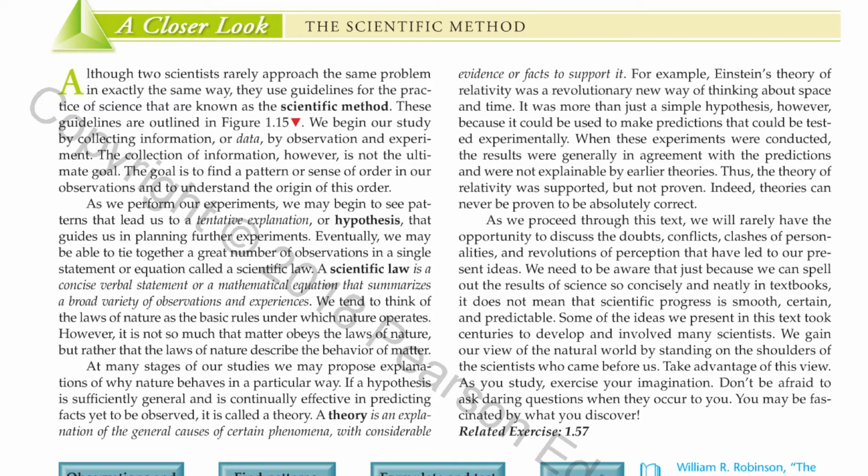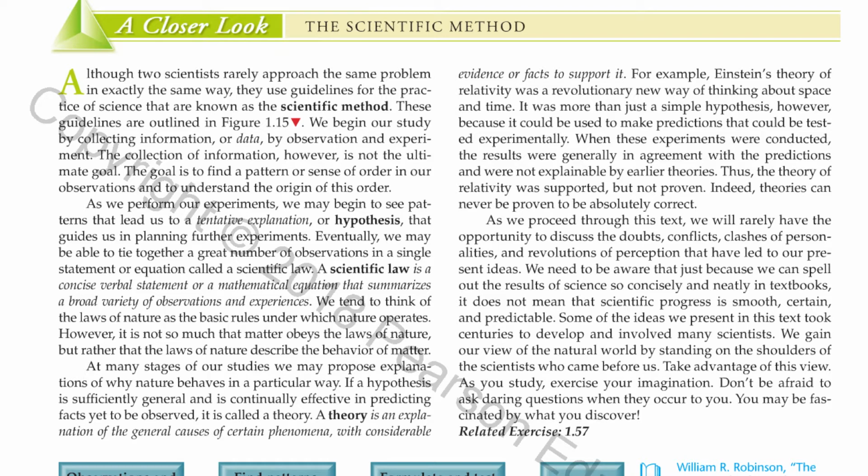We begin our study by collecting information, or data, by observation and experiment. The collection of information, however, is not the ultimate goal. The goal is to find a pattern or sense of order in our observations and to understand the origin of this order. As we perform our experiments, we may begin to see patterns that lead us to a tentative explanation or hypothesis that guides us in planning further experiments.